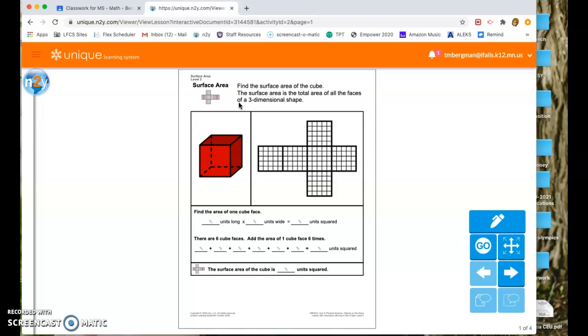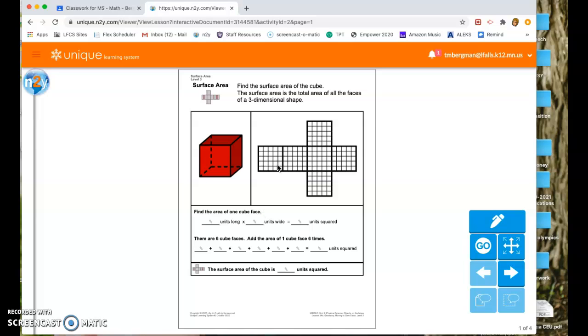But whichever you prefer. So we're finding the surface area. What we have to do first is read the directions. It tells you exactly what to do and what numbers to put where. Okay, find the area of one cube face. And then you're like, oh darn, I don't remember how to do that. How do I find the area?